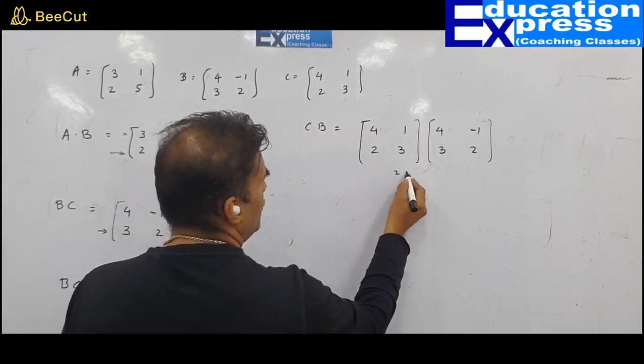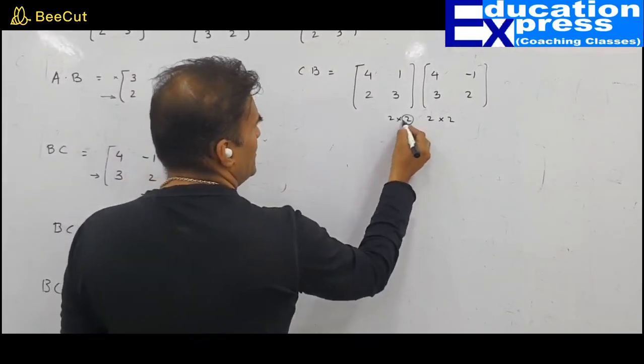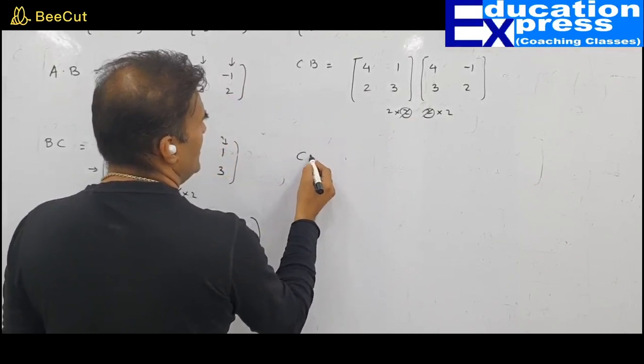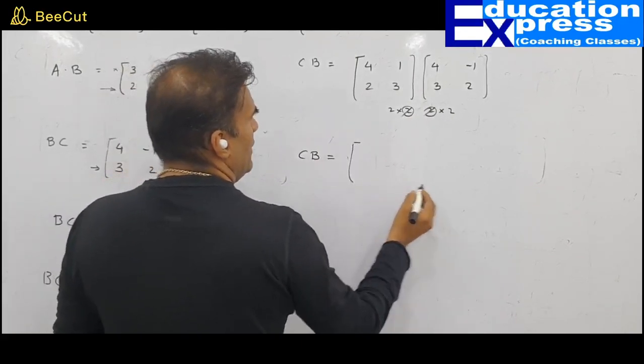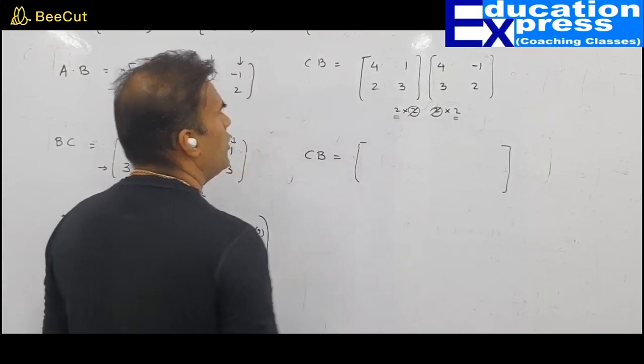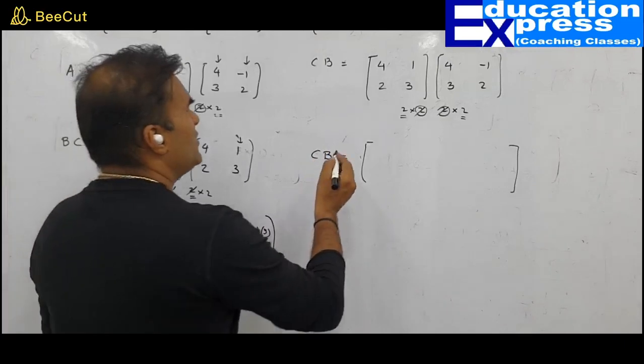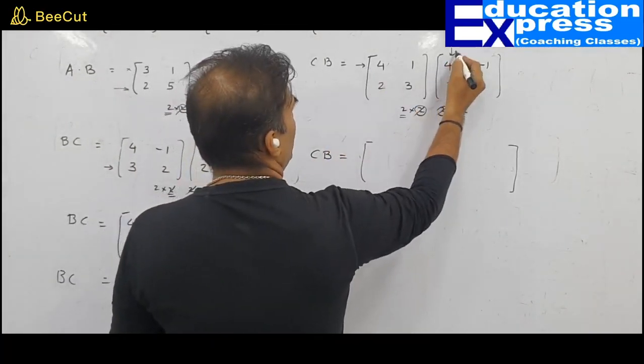What is its order? 2 into 2. What is the order? First thing, order. Since these two are same, CB is possible. It is possible also and the resulting answer would be of the order 2 into 2. So how do we go about it? Same way. Start with the row over here and column over here.